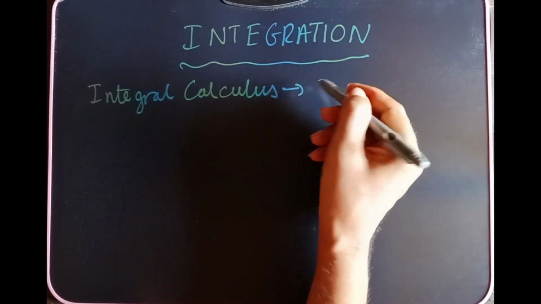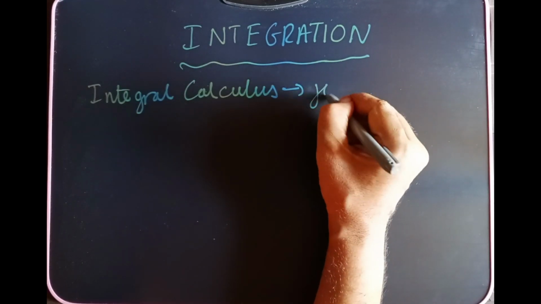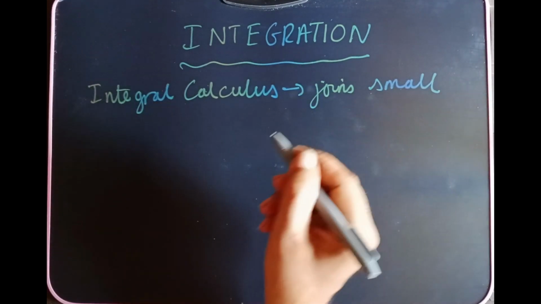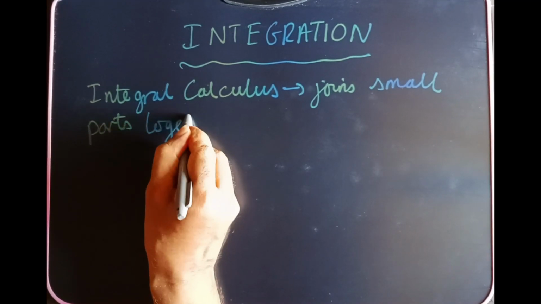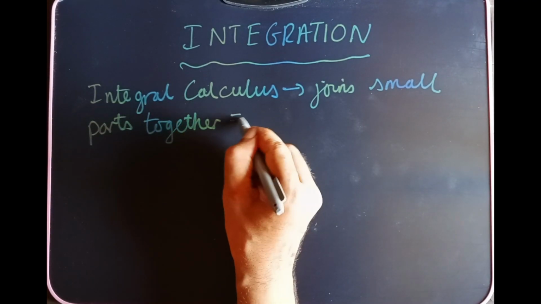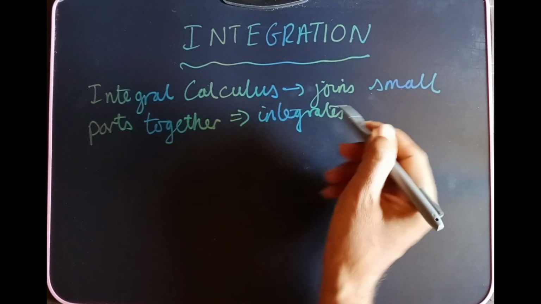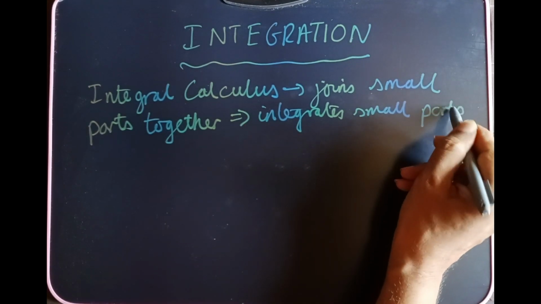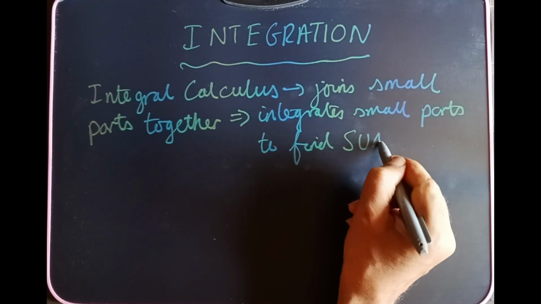What does it do? Integration means joining. It joins small parts together. In other words, it integrates small parts to find the sum total.